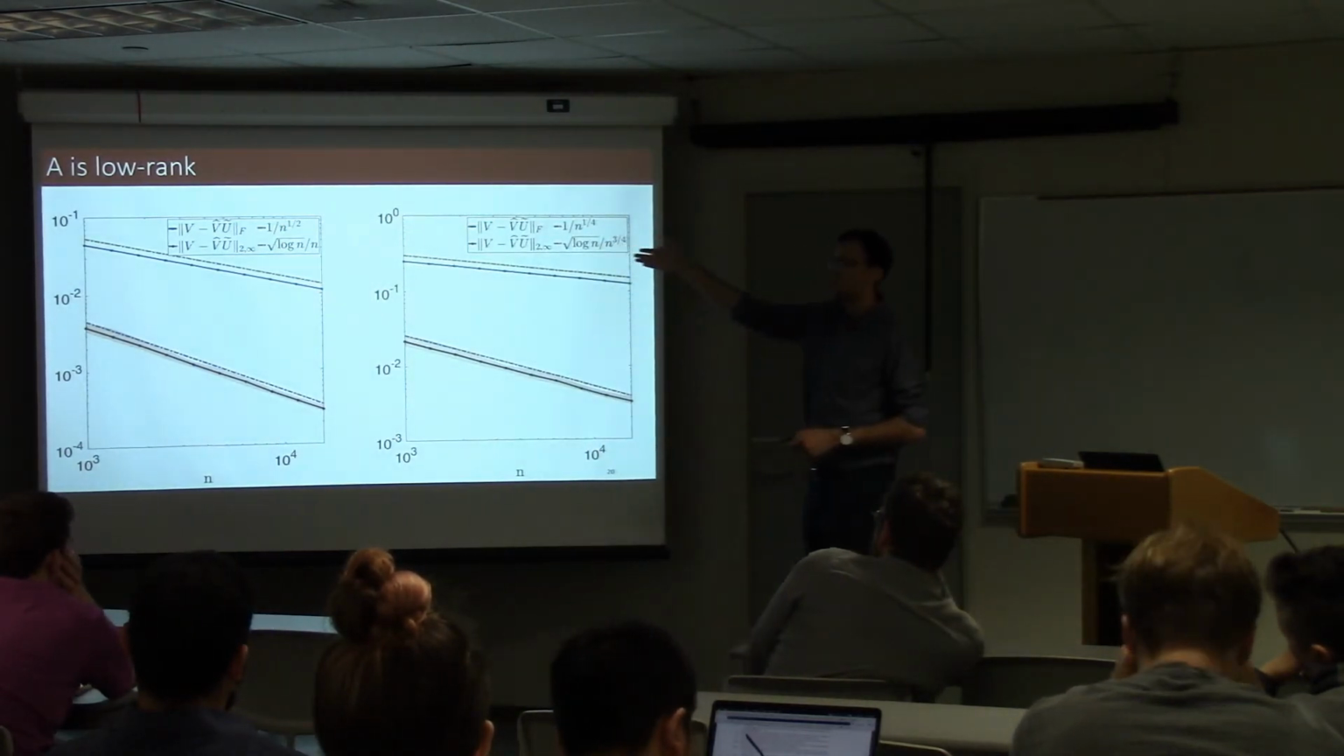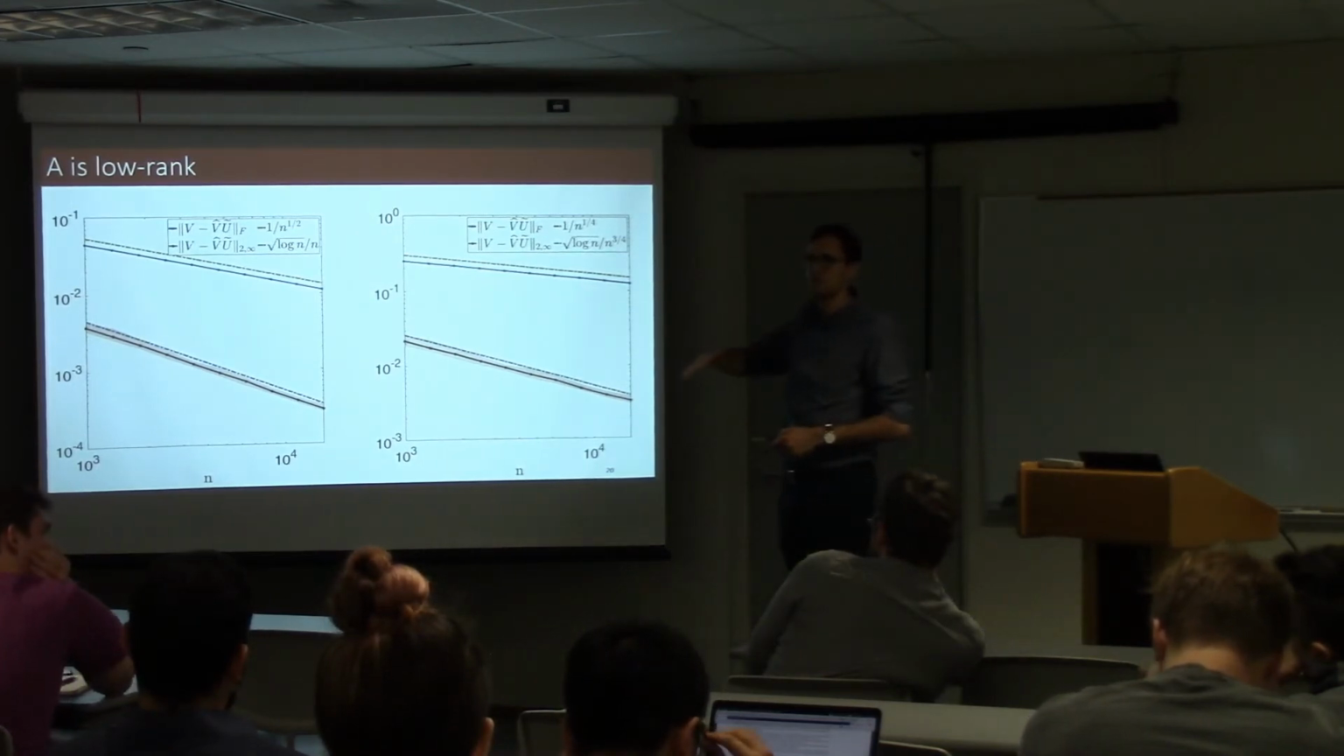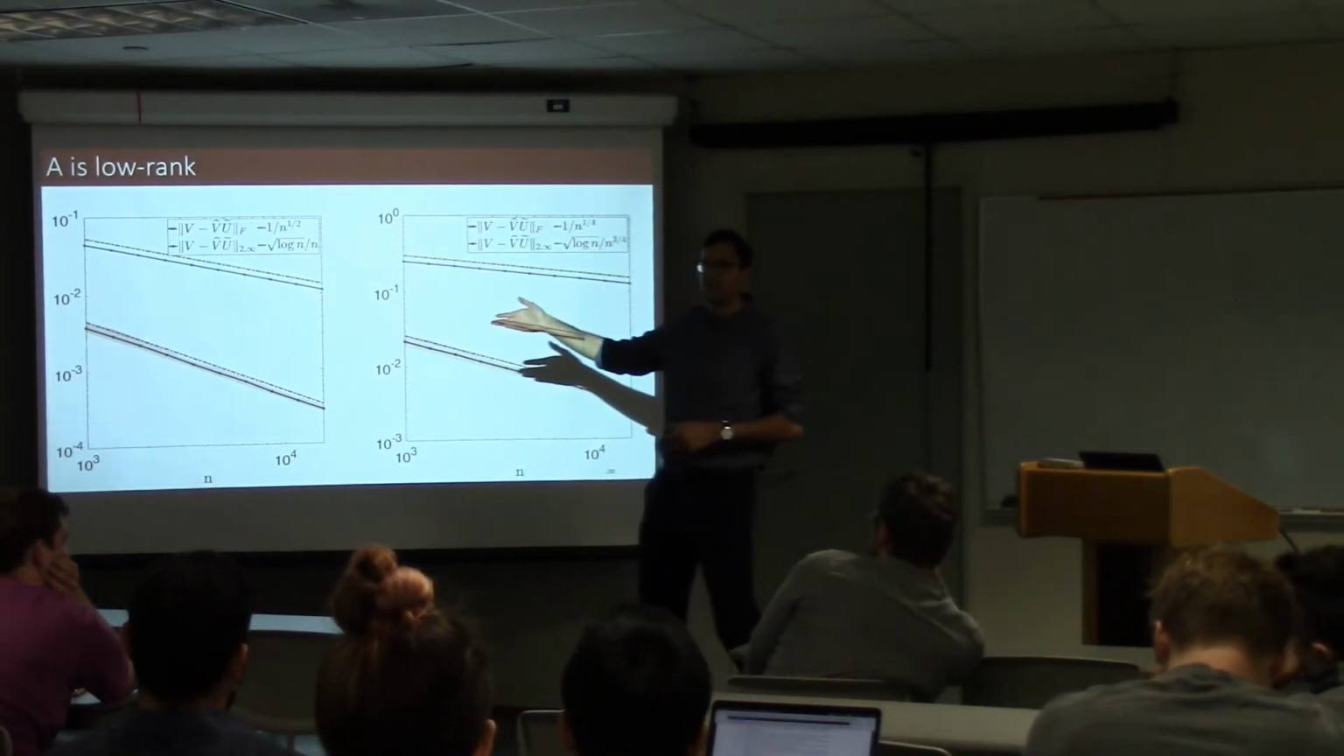And it's a faster rate than what Davis-Kahan says, right? So it's not that the lines have the same slope, they're just shifted. It's actually going to 0 in a meaningfully faster way.